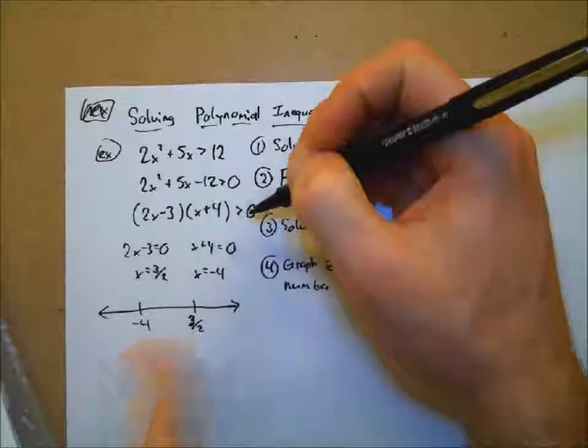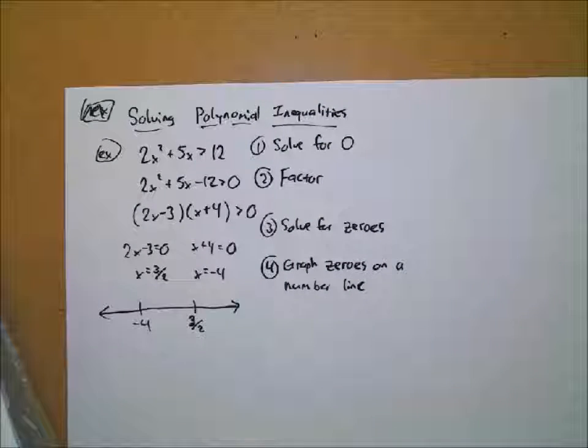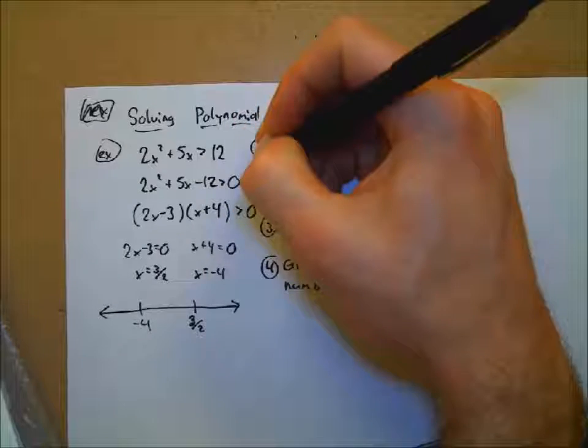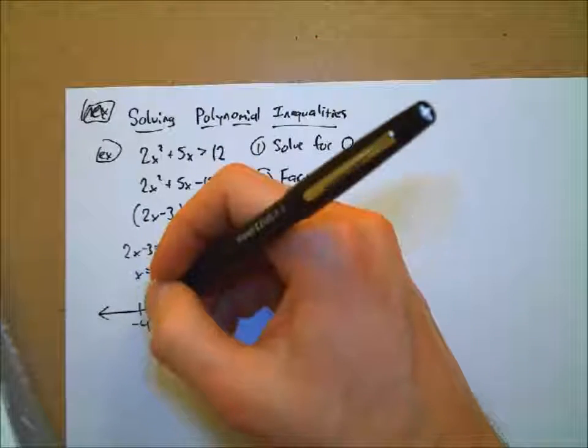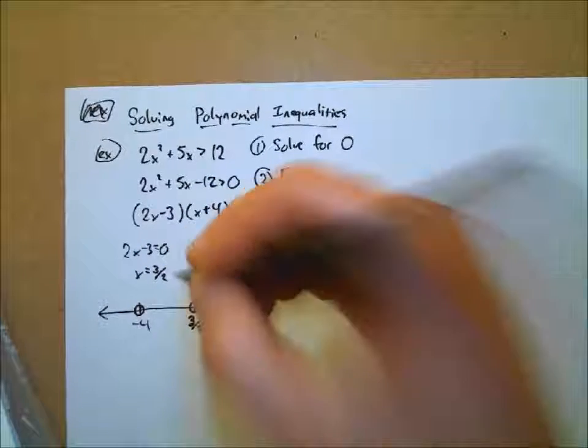Should we include these as part of our solution set? Parker, you're shaking your head no. Why not? Because it's not equal to 0. Right, our inequality here is not equal to 0. It's got to be greater than 0. So we won't include them. How do we show we don't include them? Open circle, right.